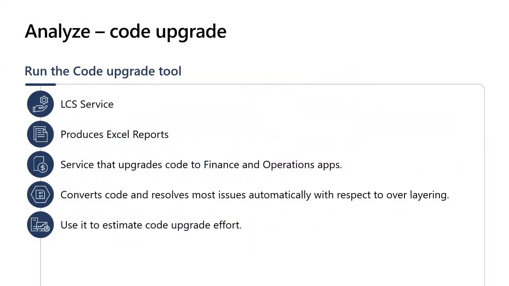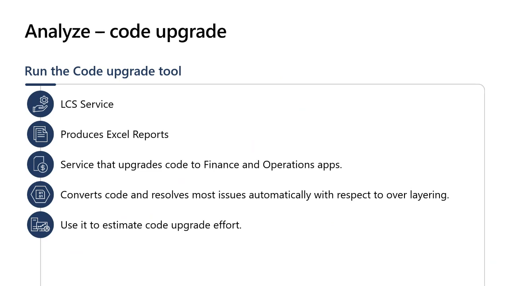So that was the upgrade analyzer. Now let's talk about the code upgrade, right? As that's where most of the estimation efforts need to be focused. So for you to be able to run the code upgrade tool, you need to find that. It's part of LCS, it's an LCS service. And what it does is you feed it your AX2012 model store, and it produces Excel reports for some of the analysis of your customizations. It also upgrades the code to the finance and operations apps format.